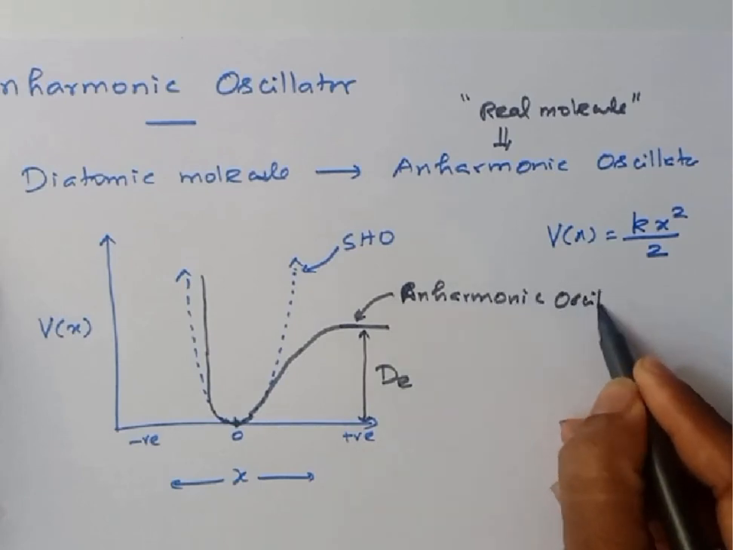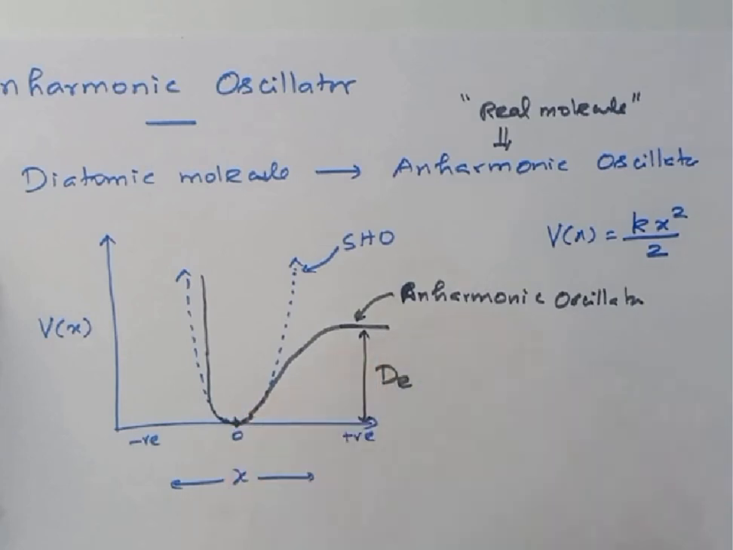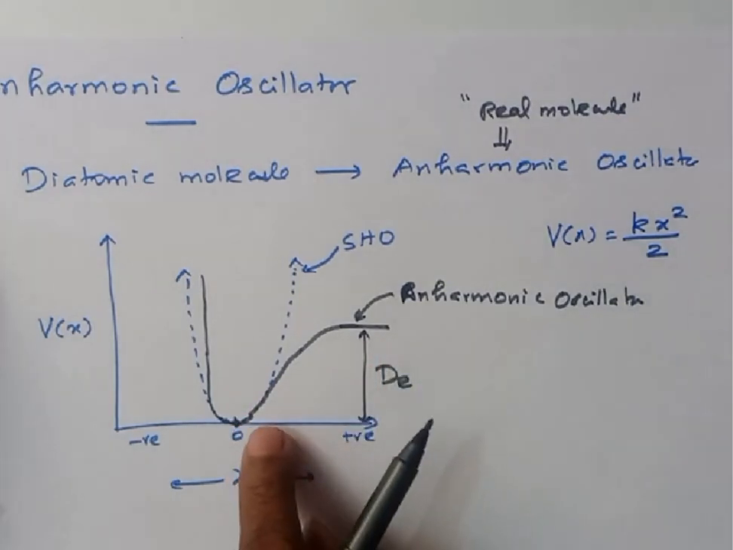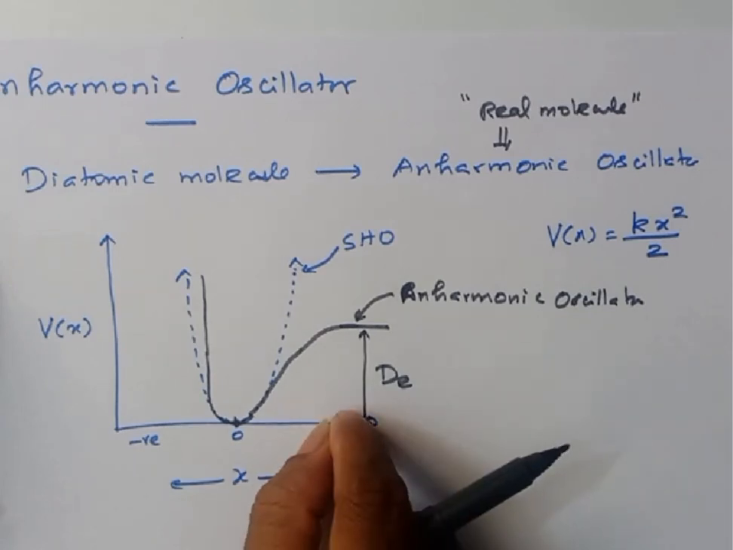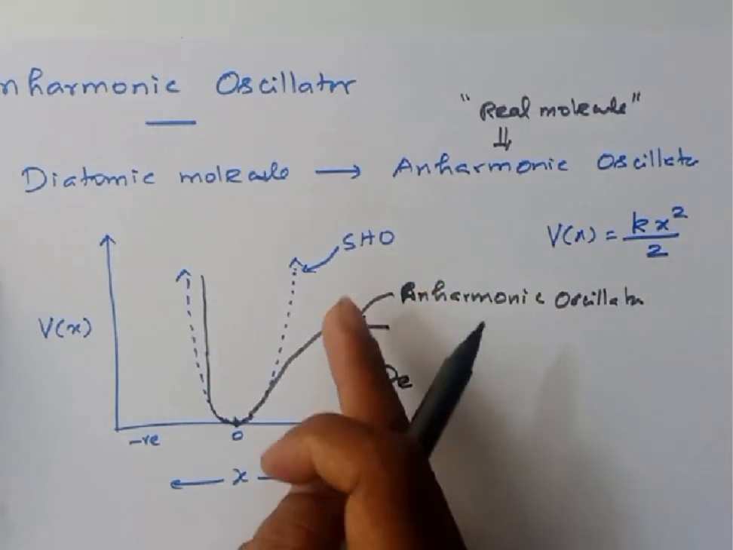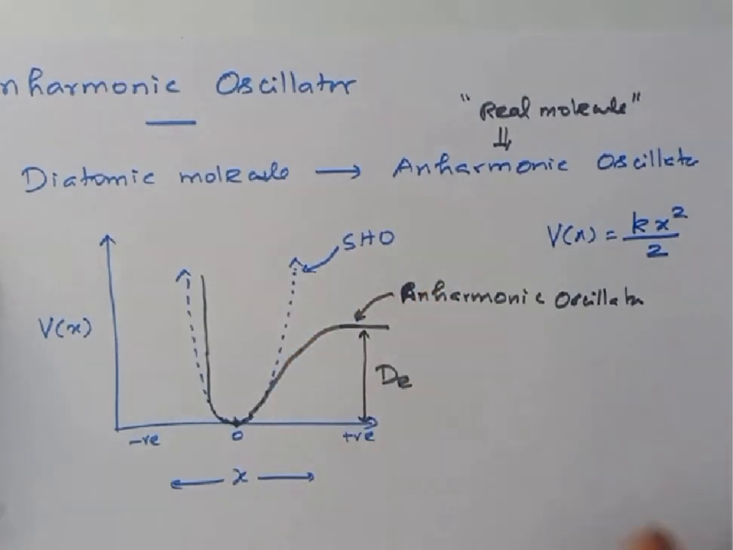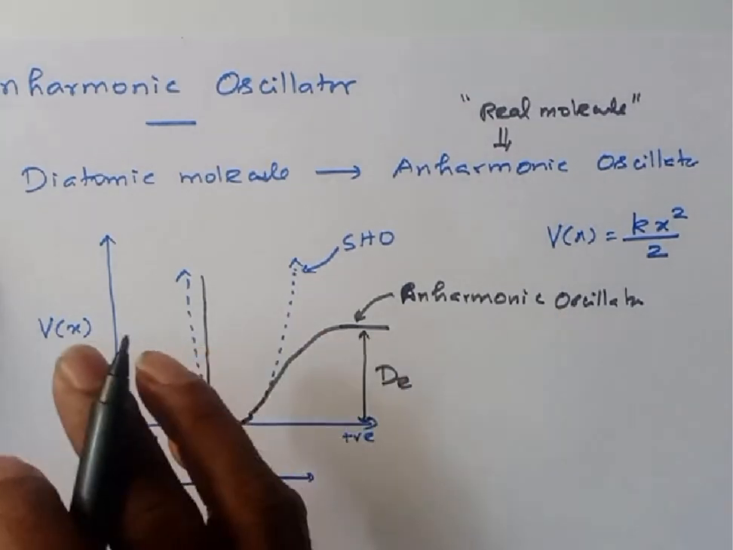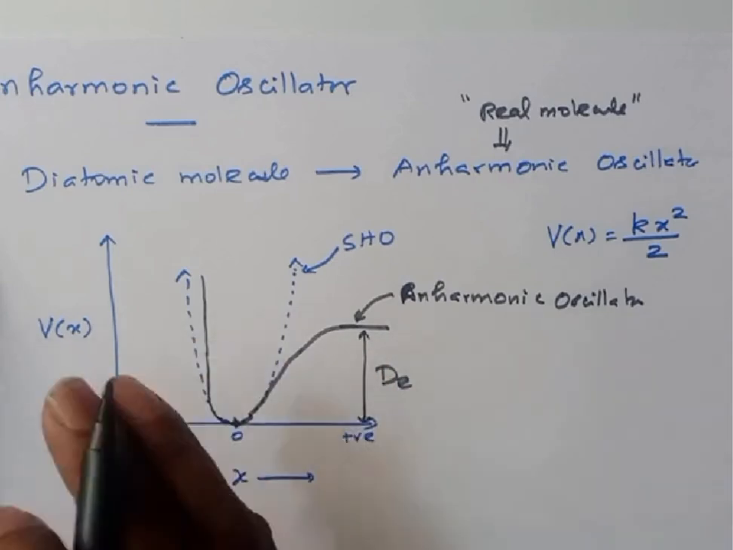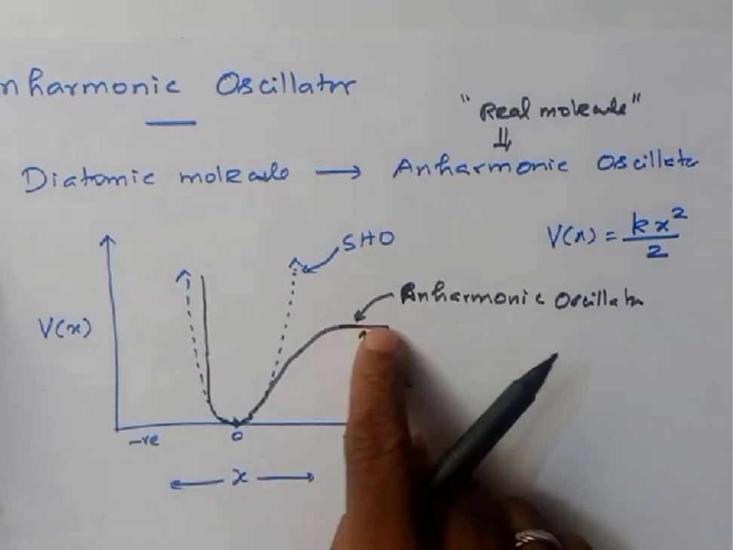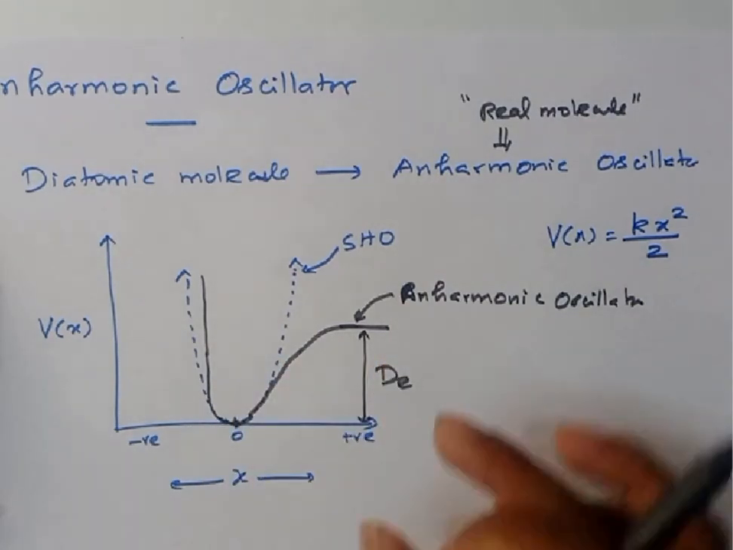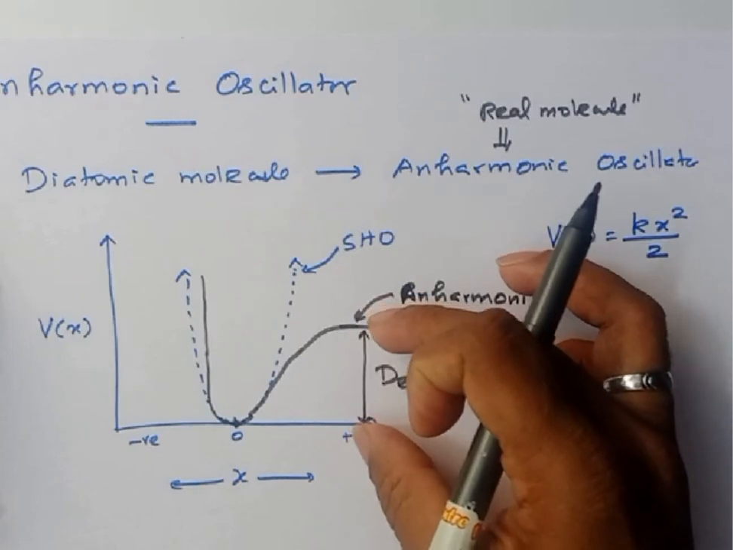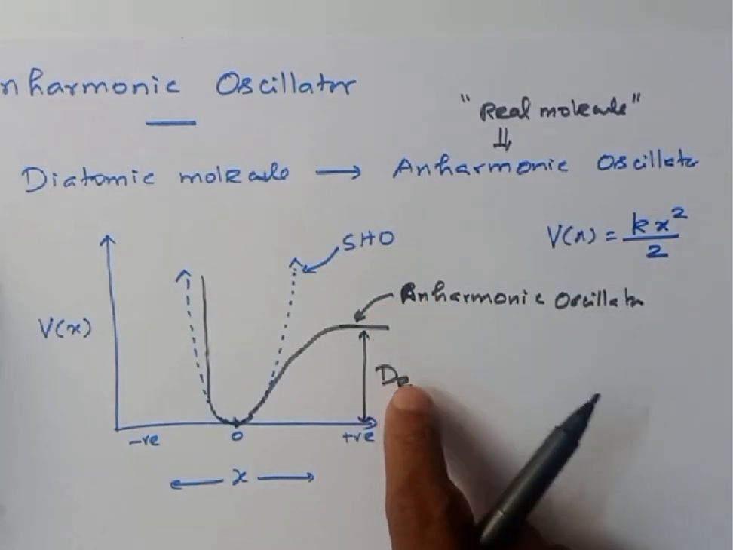Anharmonic oscillators are supposed to have potential energy like this. Beyond a certain amplitude of vibration, the bond will dissociate and you will get atoms. Therefore the potential energy becomes the sum of the potential energies of the two atoms, which is a constant. So the potential energy becomes constant after a certain elongation. This value is what we call the equilibrium dissociation energy of the molecule.